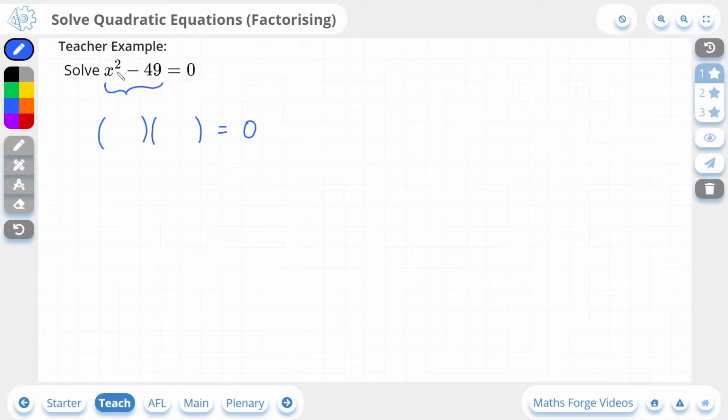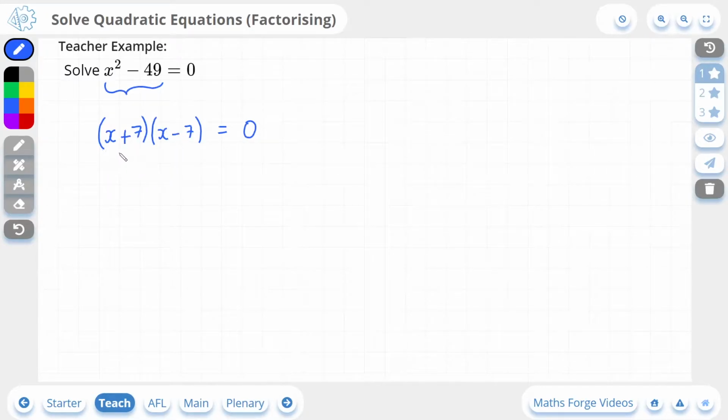Here we have an x squared. What goes into the bracket is the square root of x squared, which is just x. So this goes to the left-hand side of each bracket. And we have the square root of 49, which is 7, and that goes into the right-hand side of each bracket. Now the difference of two squares factorizes into two brackets where one of them is a plus and one of them is a negative.